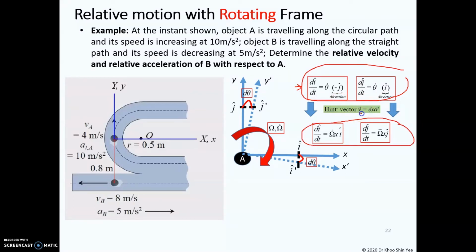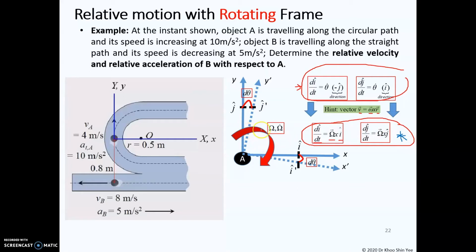The velocity vector is equal to the angular velocity crossed with the radius. By using the same concept, we obtain that the velocity due to the change in the i direction is equal to the angular velocity Ω crossed with the radius in terms of the unit vector. Let's check if these two formulas are valid or not.